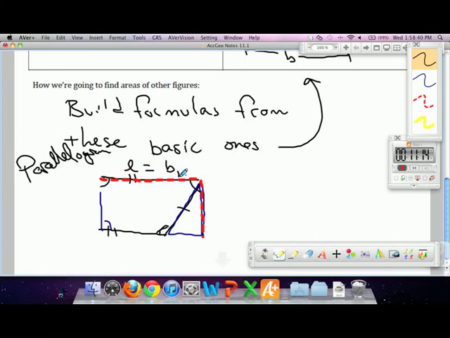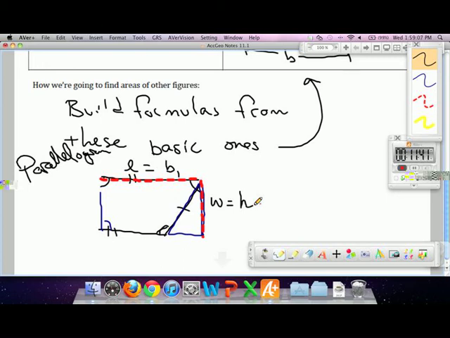The width of this rectangle, well, that's not the other side, unfortunately. The other side is this hypotenuse. But it is the distance between these two bases. It's the altitude that we drew in. So the width is just the height. We call this the height of a parallelogram, which is the distance between the two sides.